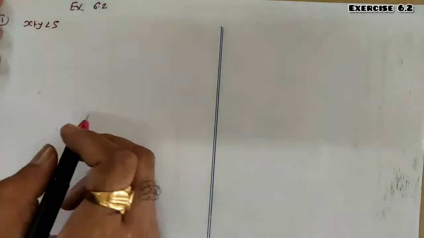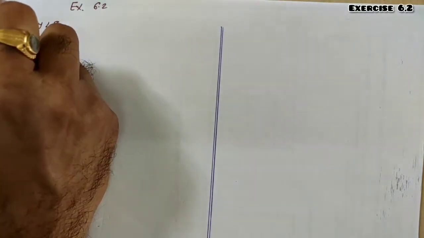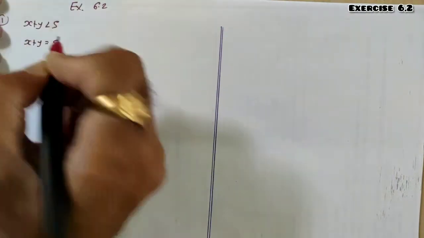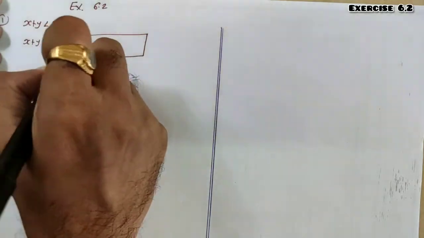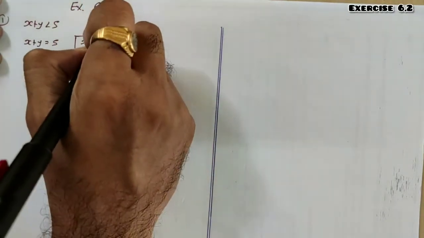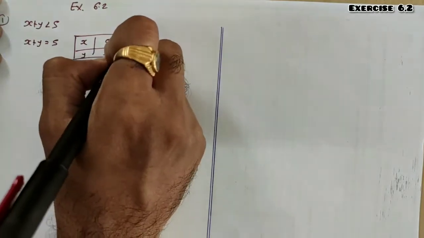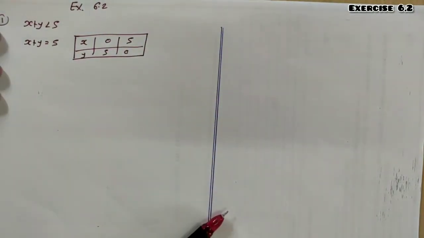So how will we draw this? For that, first you have to consider this straight line x plus y equal to 5, and we have to draw a coordinate table. The coordinate table is the values of x and y. Then for x equal to 0, we are getting y equal to 5, and for y equal to 0, we are getting x equal to 5. Then we have to draw the graph.